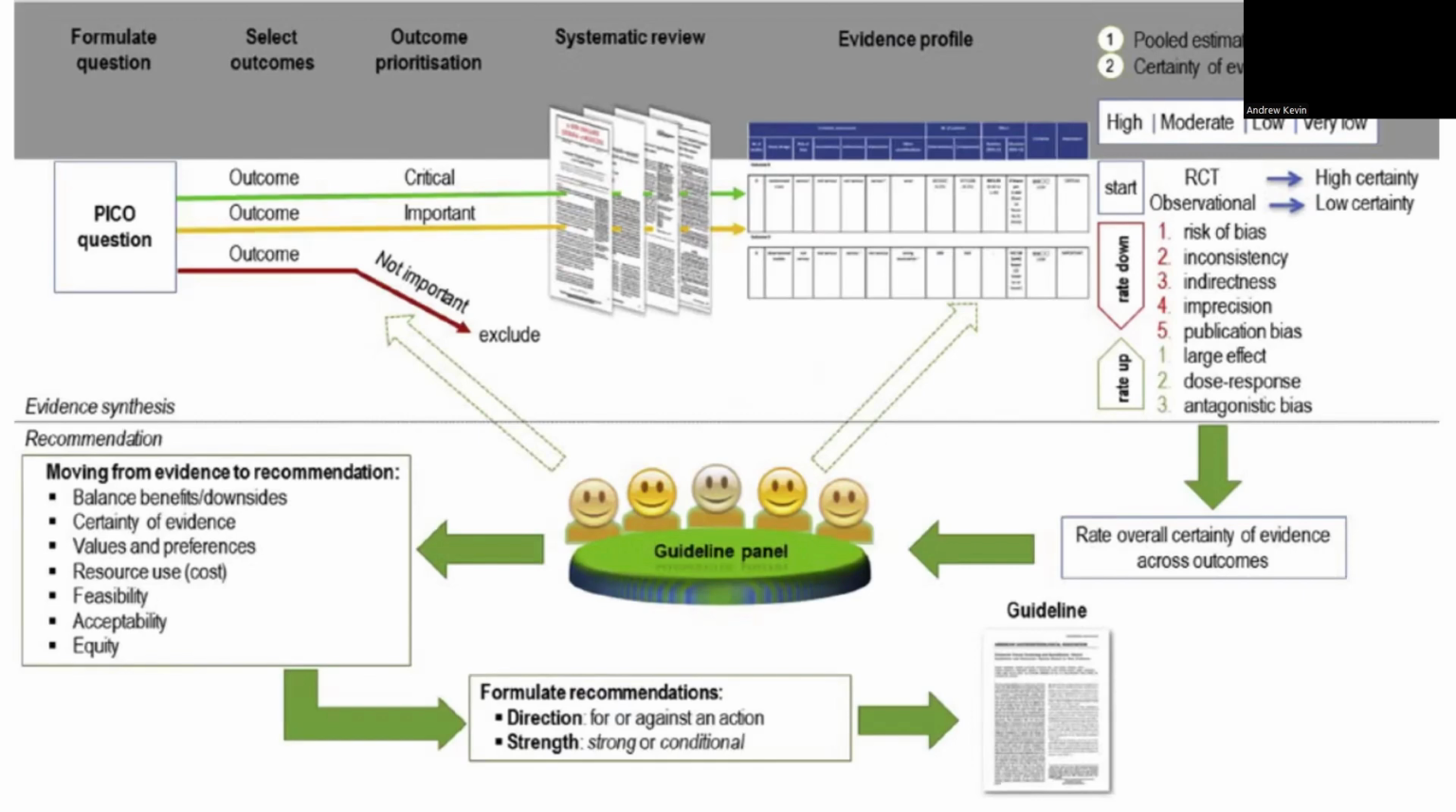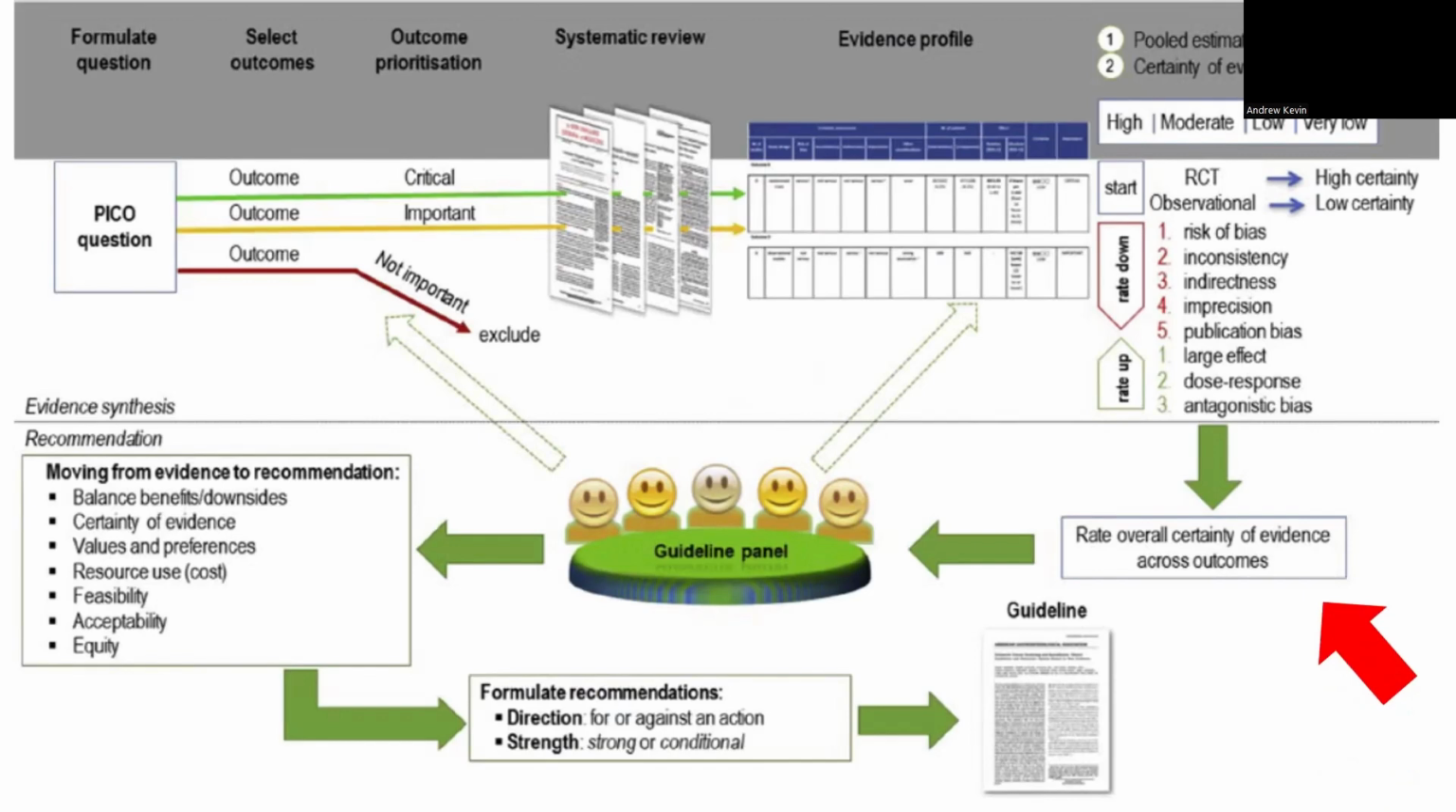When you are forming guidelines for a research question, the first step is to formulate the PICO question, select the outcomes of importance, prioritize the outcomes, and finally look at systematic reviews that have looked at our outcome of interest. Then we synthesize an evidence profile. Now, at this point is where GRADE comes into play.